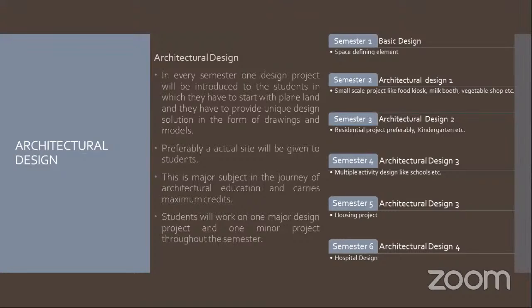The second semester has architectural design one, in which a very small scale project such as a kiosk or a vegetable shop or a milk booth is given to design, so that they understand spaces, they understand materials, they understand the concept which is used by designing a structure. Then as you level up in your third, fourth, fifth, sixth semester, the level of the architectural design also goes up. So in third semester, a residential project is given.